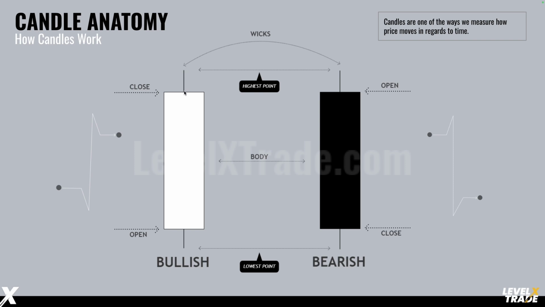Okay, and it's similar for the bearish candle. In this case it's the opposite. It opened at the top, then it went higher and it started dropping all the way to the lowest point, and then it retraced a little bit, closing right here, and left a wick showing, hey, we have a lowest point right here before it closed.